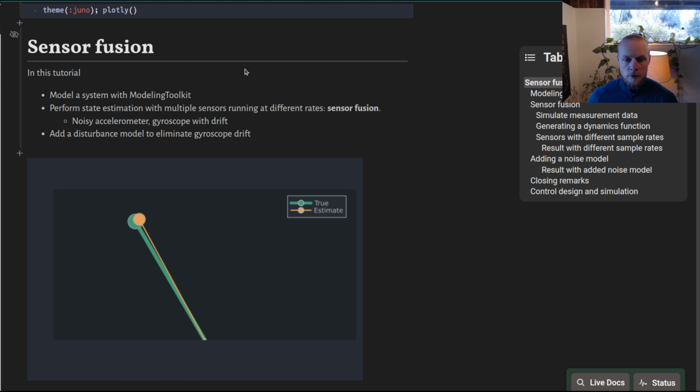Then we will perform state estimation, and the interesting part of this video is that we will have multiple different sensors that each run on different sample rates. So we will have to perform some kind of sensor fusion.